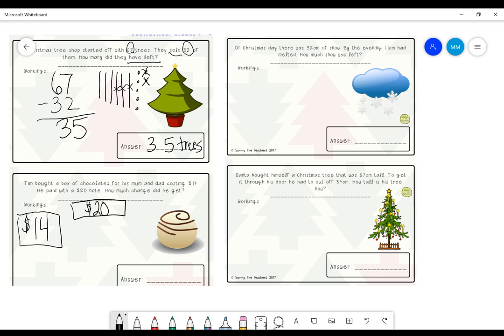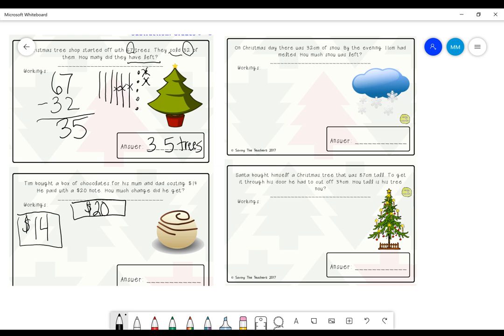Now, I want you to think about when you go to the grocery store. Sometimes when you go to the grocery store, maybe your family member that you go with pays with a dollar bill that is bigger than what they owe. When they pay with a dollar bill that is more than what they owe, they get money back, the money that they did not spend. So just like when we go to the grocery store, Tim used a $20 bill to pay for the $14 box of chocolates. How much money would he get back?